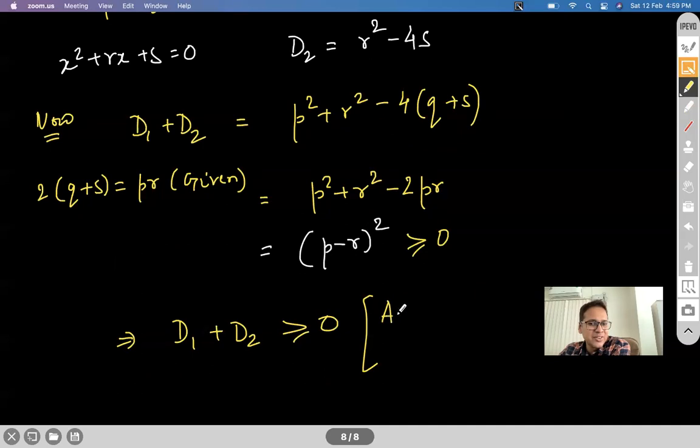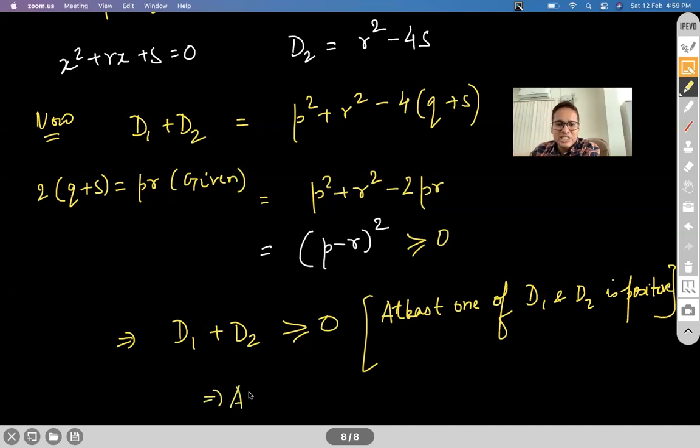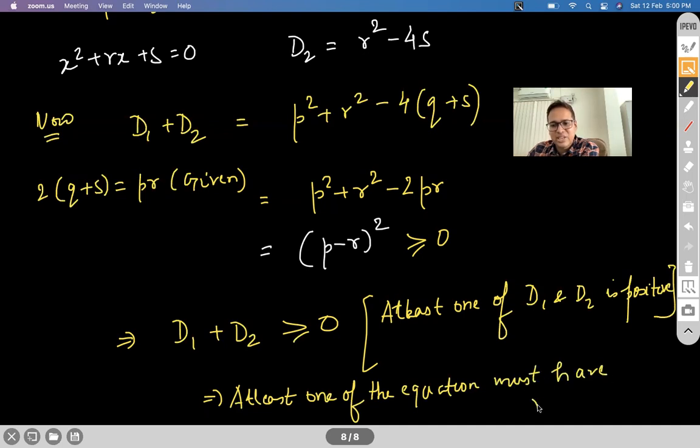And this can only happen when at least one of D1, D2 is positive. If both are negative, their sum can never be positive, right? So one has to be positive for sure. If both of them are positive, very good, the sum will definitely be positive. But even if one is negative and the other is positive with a magnitude more than the negative one, then the total sum will still be positive. So at least one of them should be positive, which means at least one of the equations must have real roots. Hence shown.